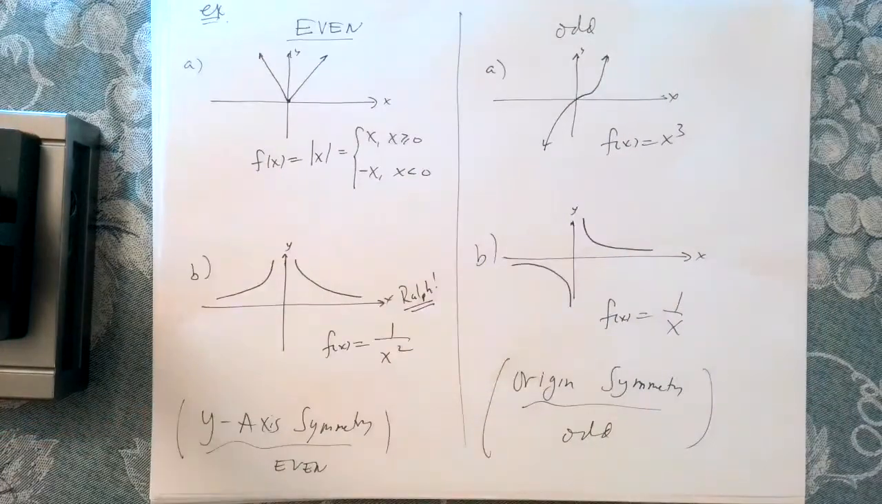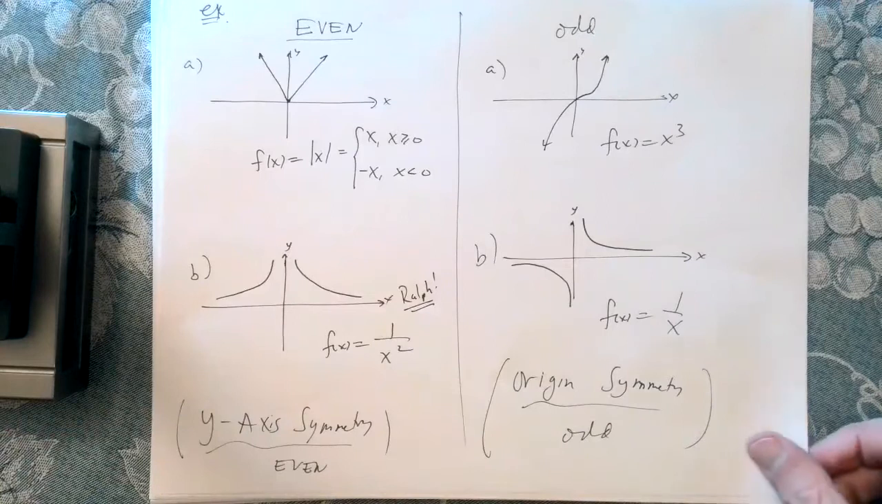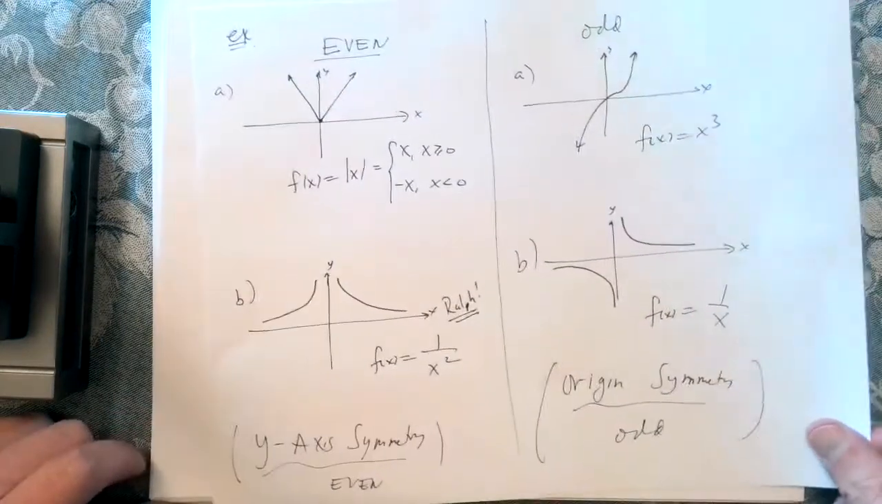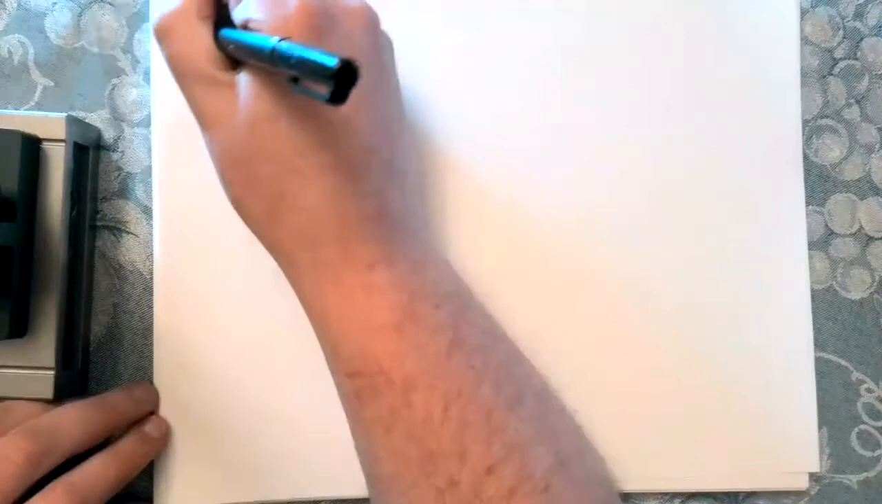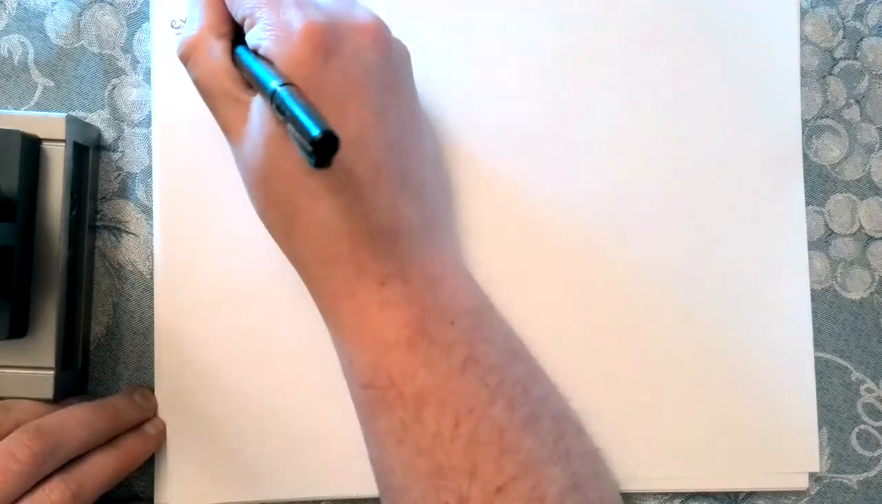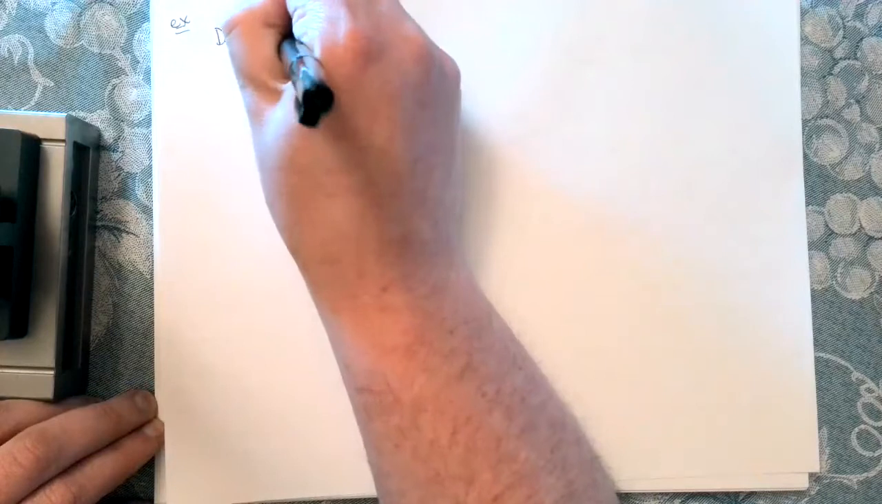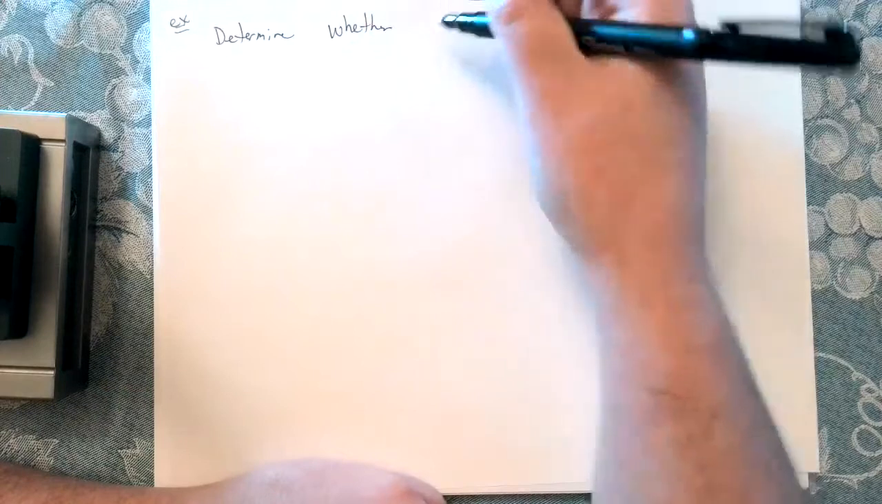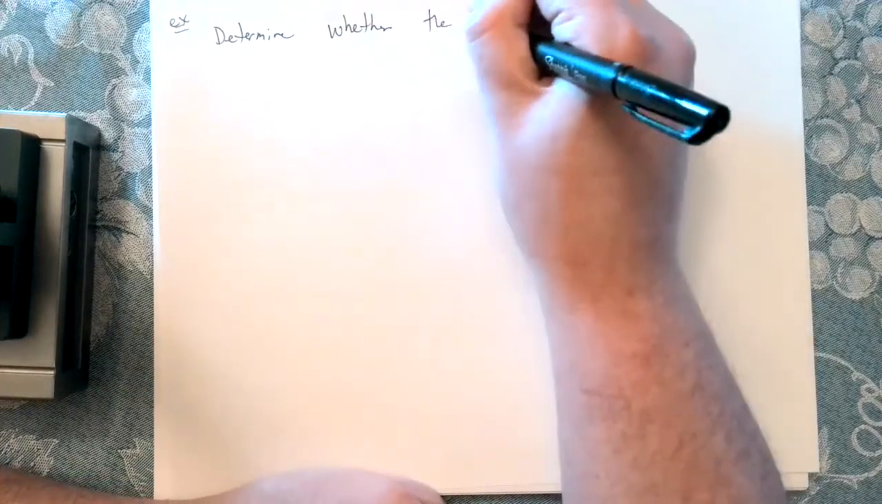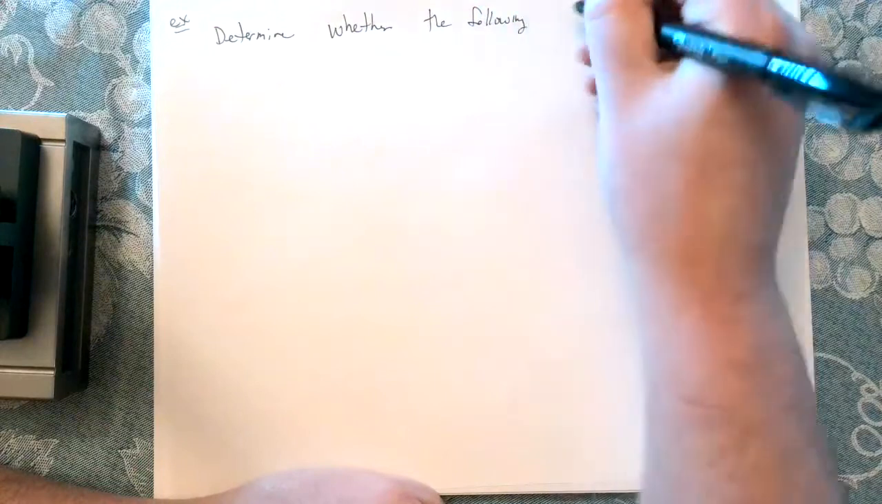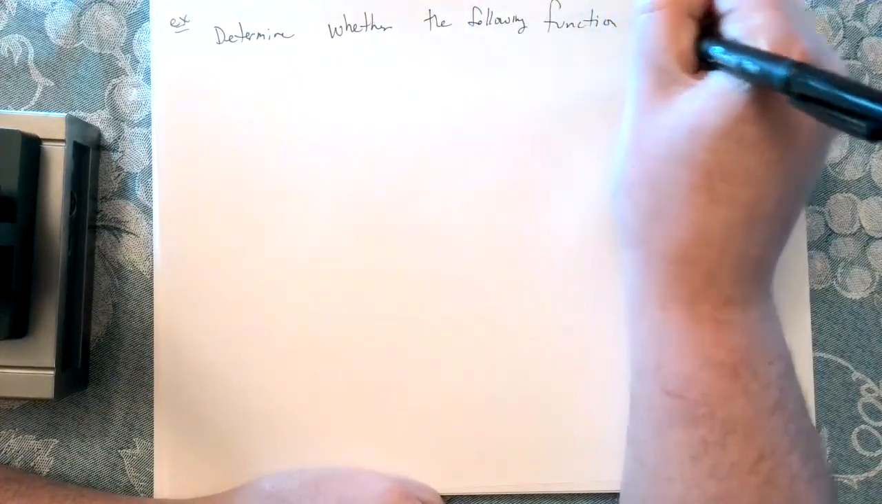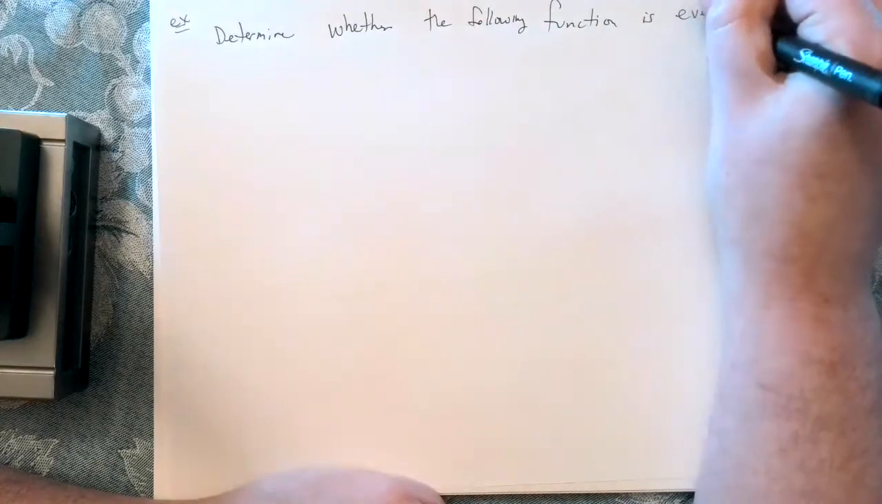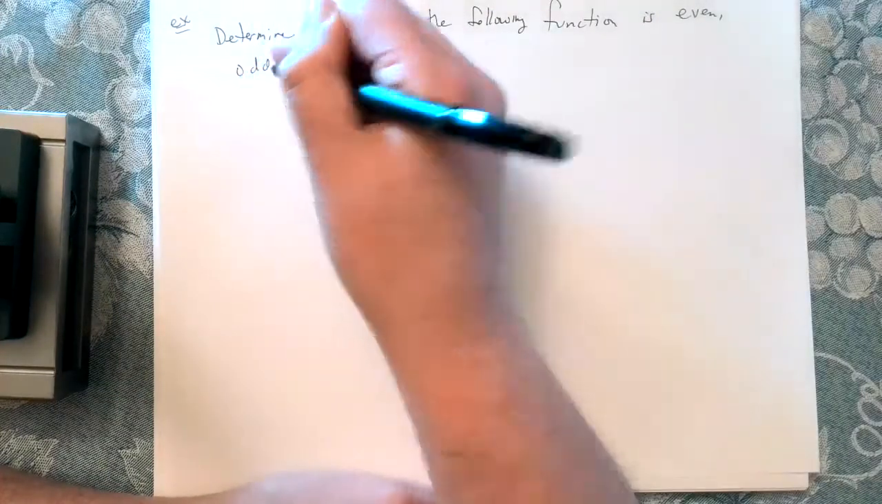But the question then becomes, well, how do we test for this algebraically? Well, the key is to just use the definition. So that's what we want to do. So examples. So determine whether the following function is even, odd, or neither.